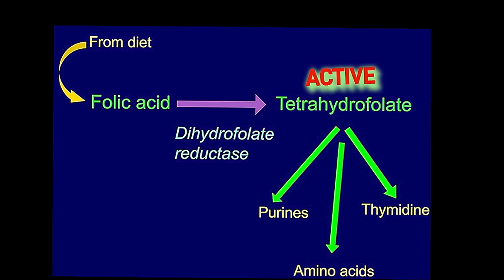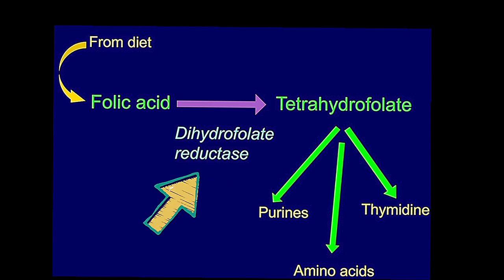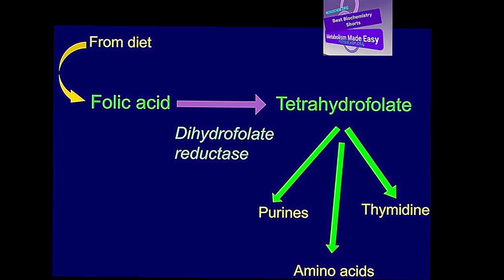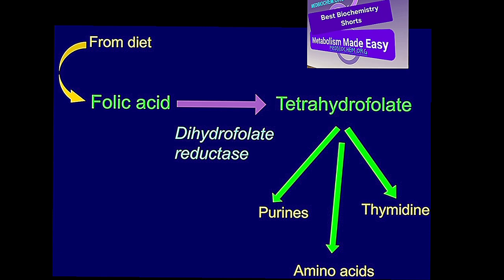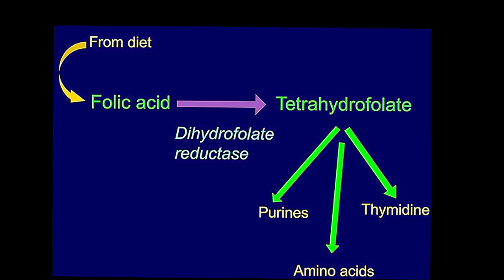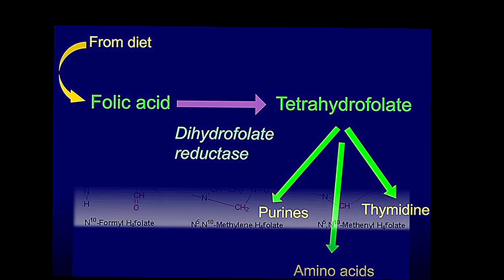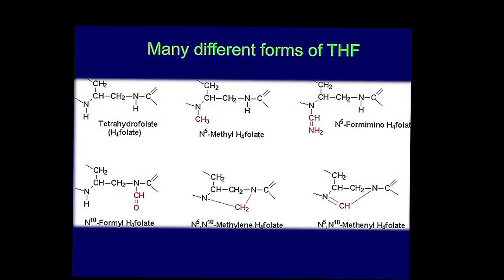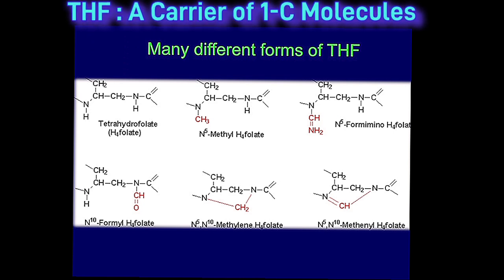Okay? The enzyme that we have is called dihydrofolate reductase. One enzyme, but we have to get the folic acid from the diet, converting it to this active form. Now, I want you to see this highlighted part. Tetrahydrofolate, the best way to think of it is that it is a carrier of one-carbon molecules.